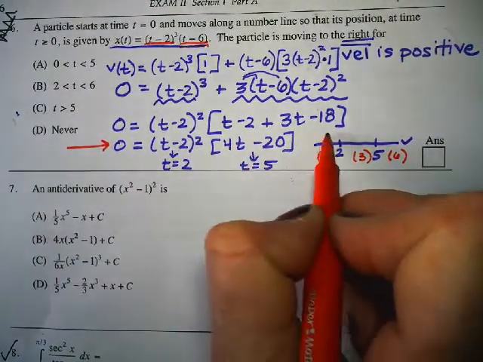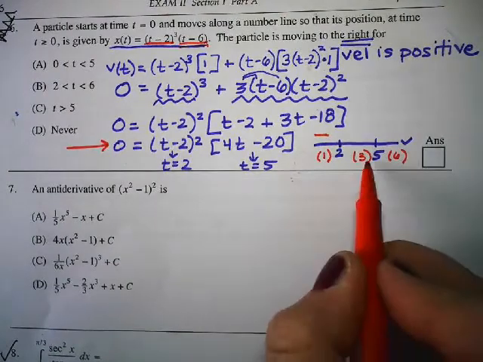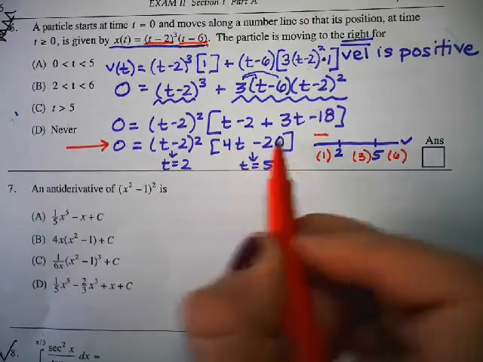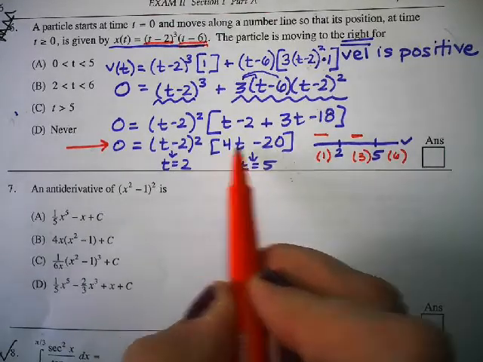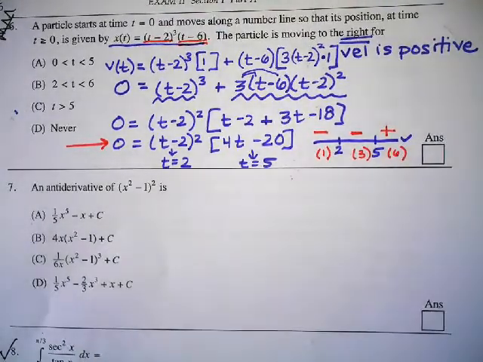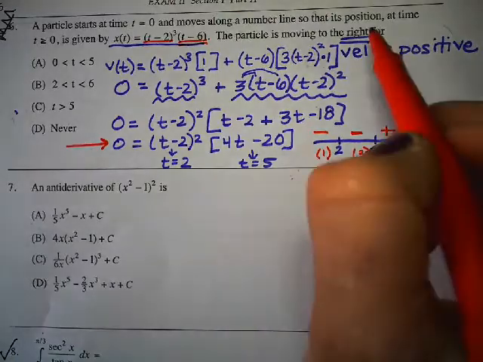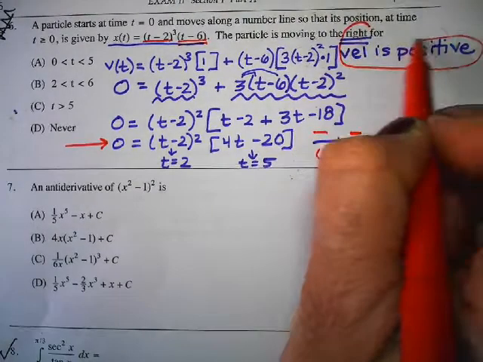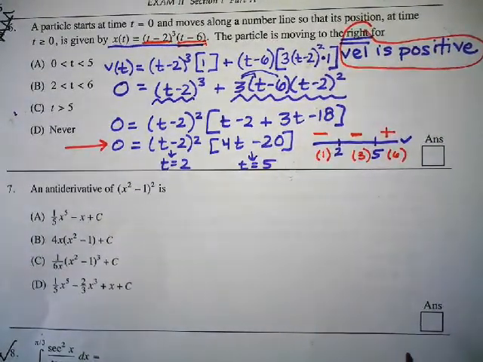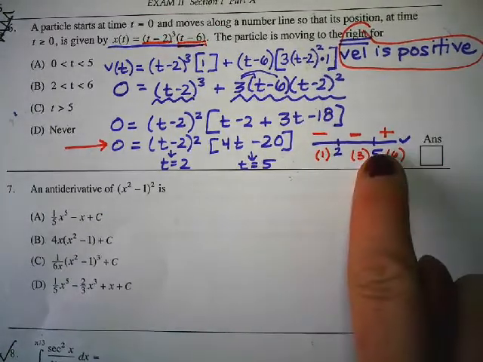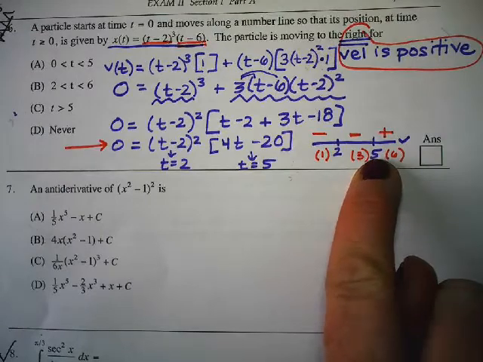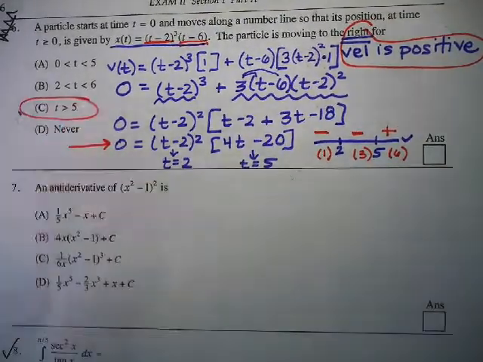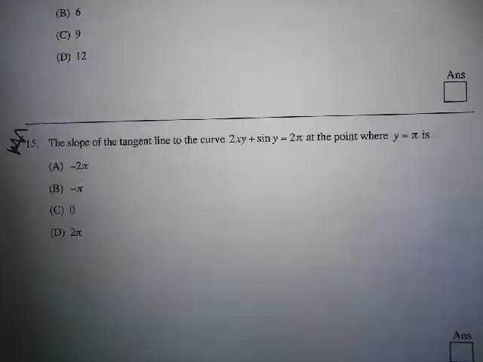4 minus 20 is negative. Let's put 3 in. 12 minus 20 is also negative. Let's put 6 in. 24 minus 20 is positive. Now the question asks, when is it moving to the right? Remember, when something's going to the right, the velocity is positive. So to answer the question, the velocity is positive. We're moving to the right from 5 up to infinity, or answer choice C.